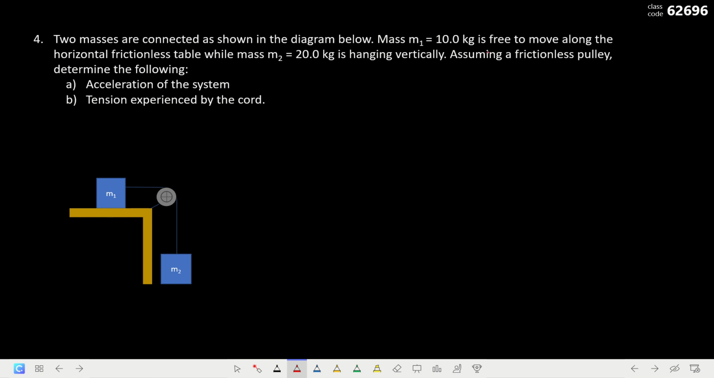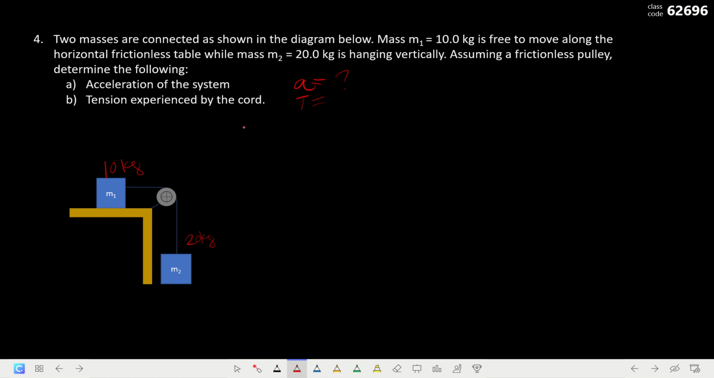So mass 1 is equal to 10 kilograms. And our mass 2 is 20 kilograms. So assuming a frictionless pulley, determine the acceleration of the system. So we need to construct an equation for the acceleration, and we need to look for the tension experienced by this string or cord. So we also need an equation to solve for the tension.